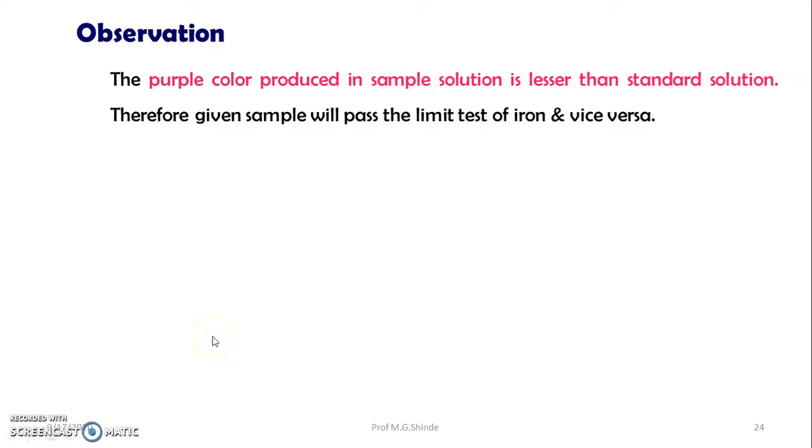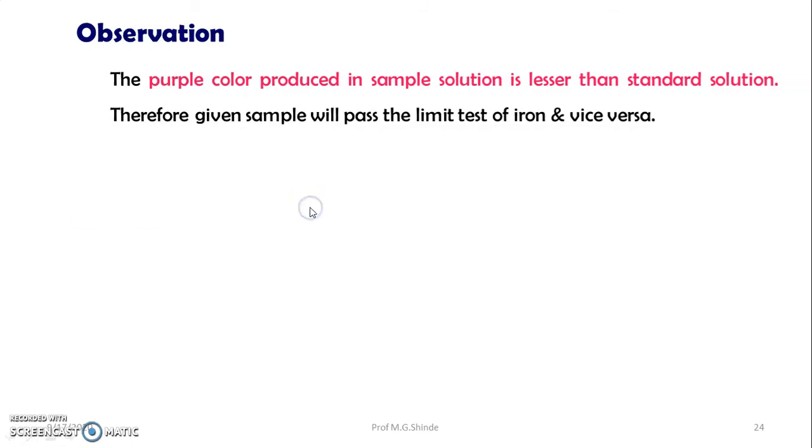Hello students. After completion of the iron limit test practical, we get the observation here that the purple color produced in the sample solution is lesser than that of standard solutions, and therefore we can say that the given unknown sample passes the limit test for iron.